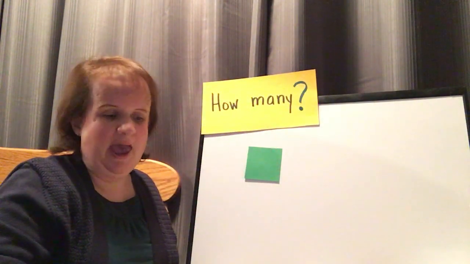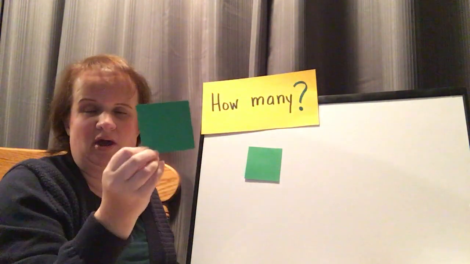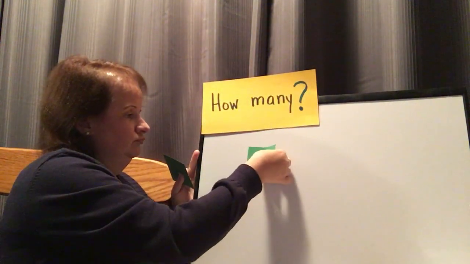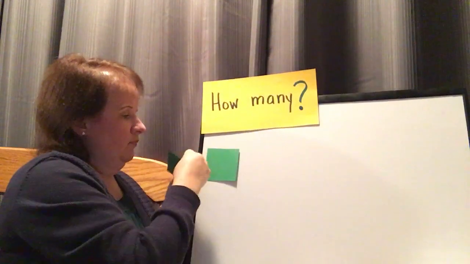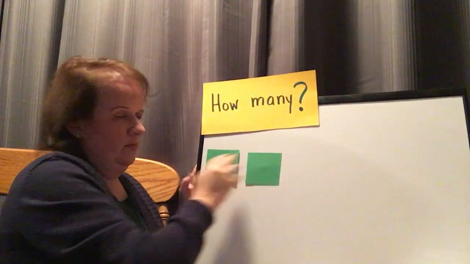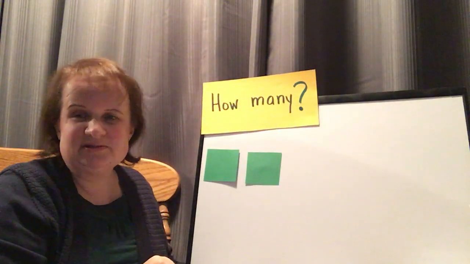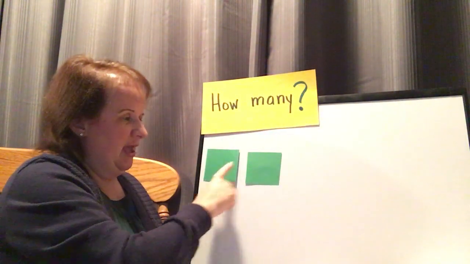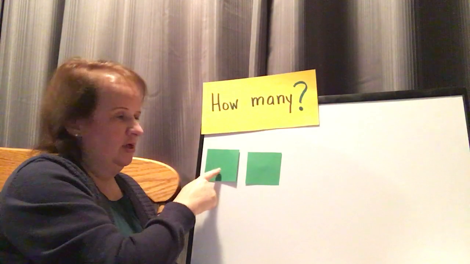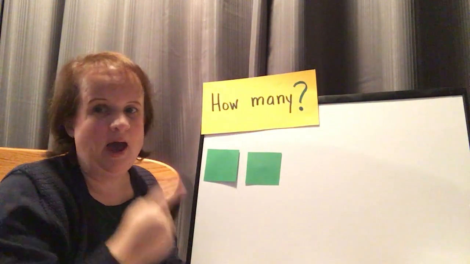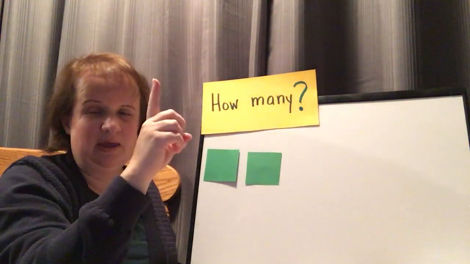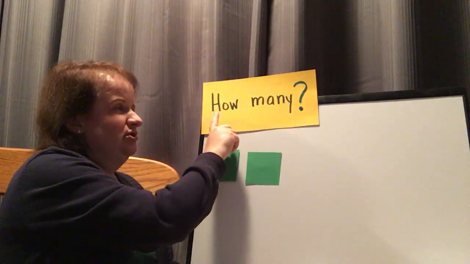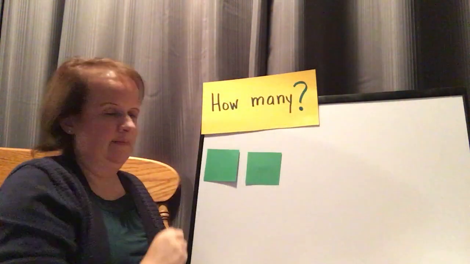Now I'm going to add another color tile to my board. Once I add more objects to my group, just like I added another color tile to the one I already had, I need to remember, get my pointer finger ready to count so I can answer the question, how many?